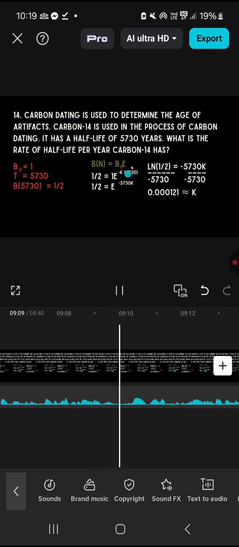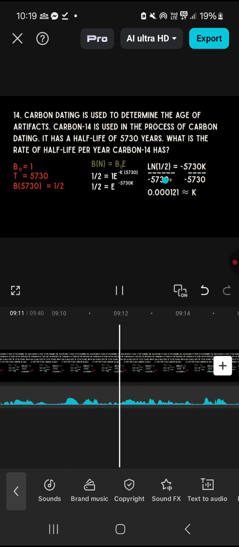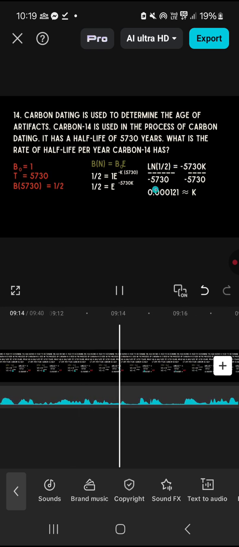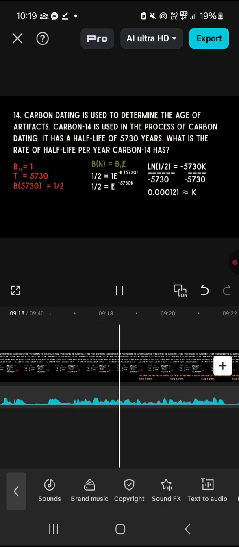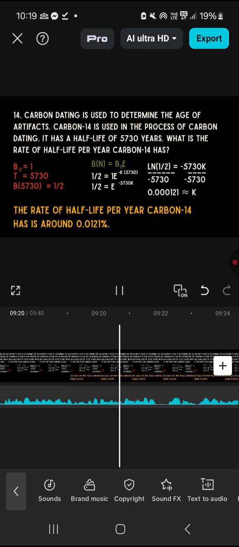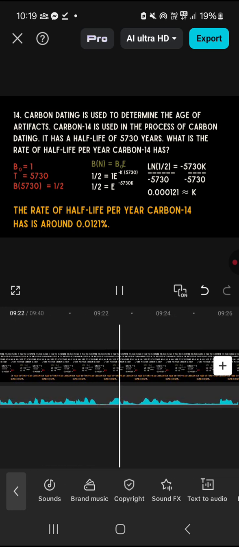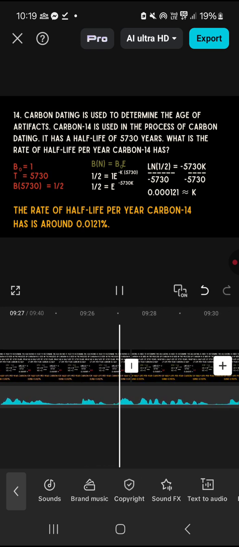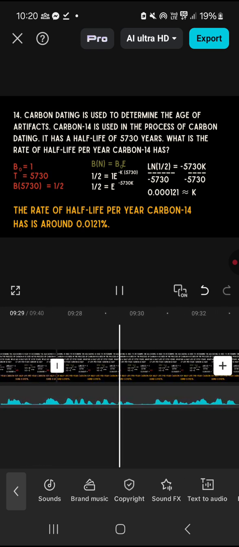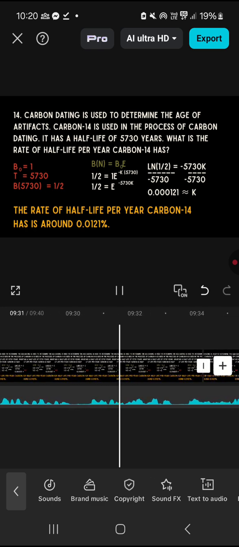So 1/2 is equal to e raised to negative 5,730k. So to get rid of the e, we use our ln, divide both sides by 5,730, and we'll get 0.00121 as our k. So the rate of half-life per year carbon-14 has is approximately 0.0121%.